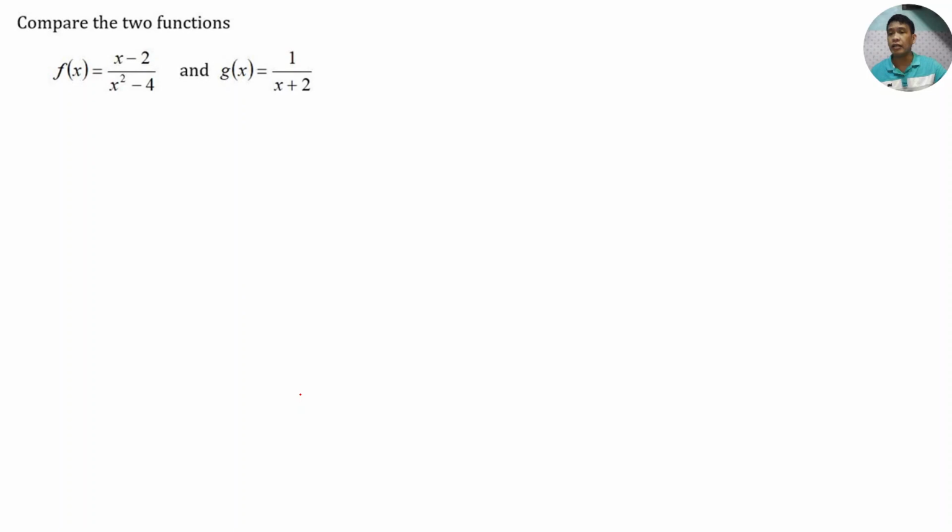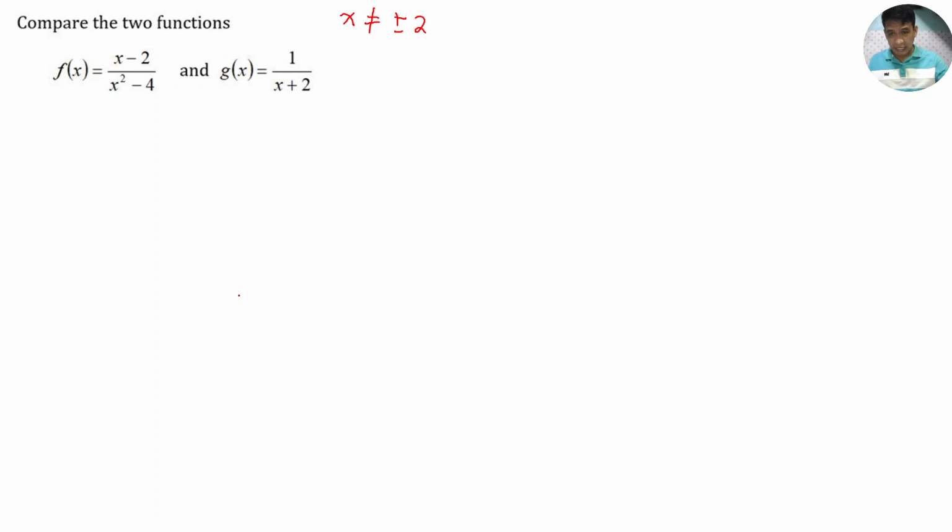So, let us try to compare these two functions. I have your f of x is equal to x minus 2 all over x squared minus 4, and another function, g of x, 1 over x plus 2. So, please take note that this function, f of x, ay hindi magiging defined for x is plus minus 2. Kasi pag kinuha natin ang root ng denominator, magkakaroon tayo ng plus or minus 2. And again, since nasa denominator siya, hindi siya pwedeng mag-0, kaya these values of x are excluded from the domain.